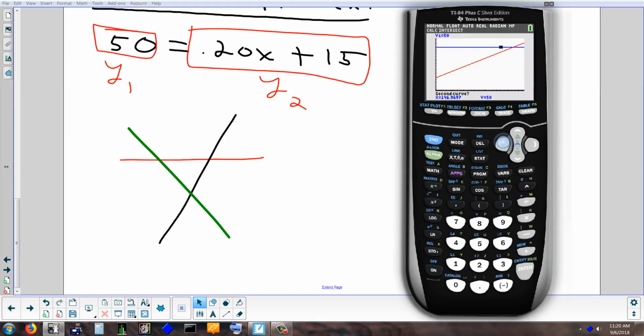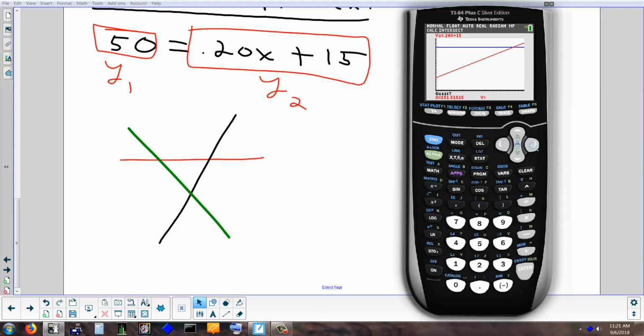If it's still in blue, and you're basically saying, okay, I want to use the blue line as my second one, it won't let you. You already picked it for the first one. You got to pick a different line for the second one. So I just press down, and now I'm on the red one. So now I've told the calculator which two lines I want to use.